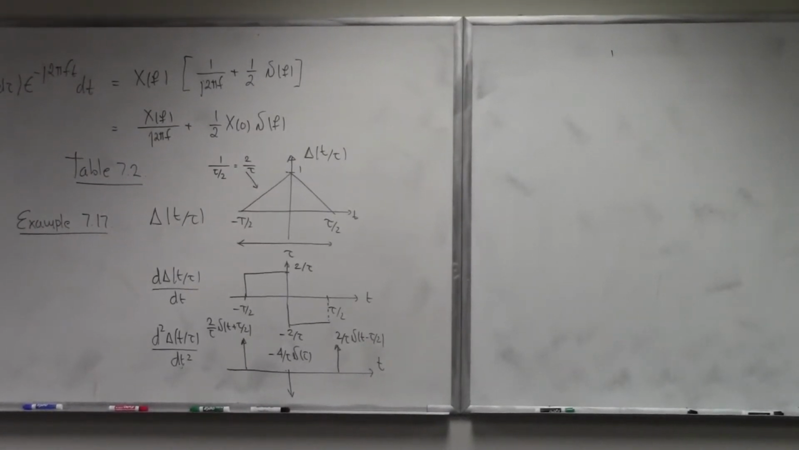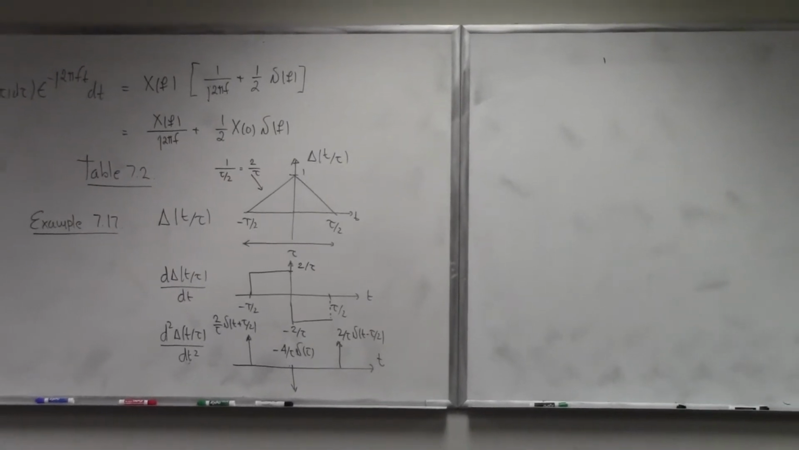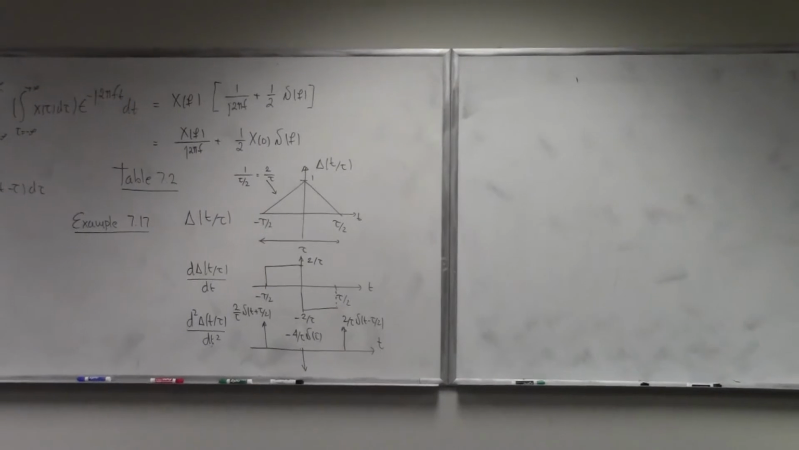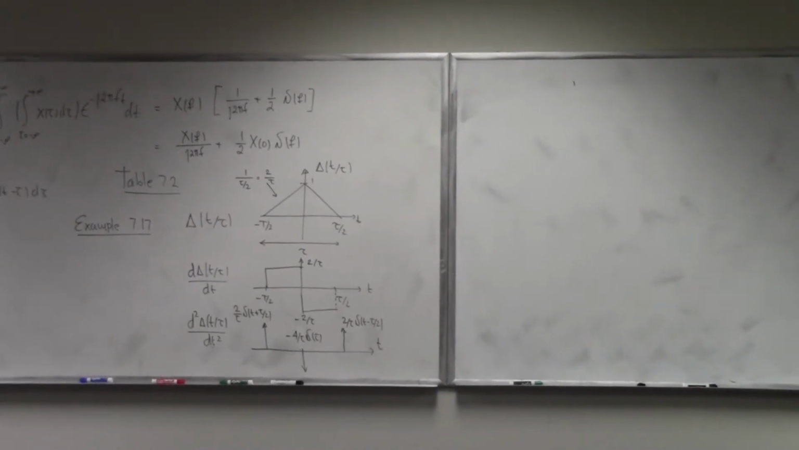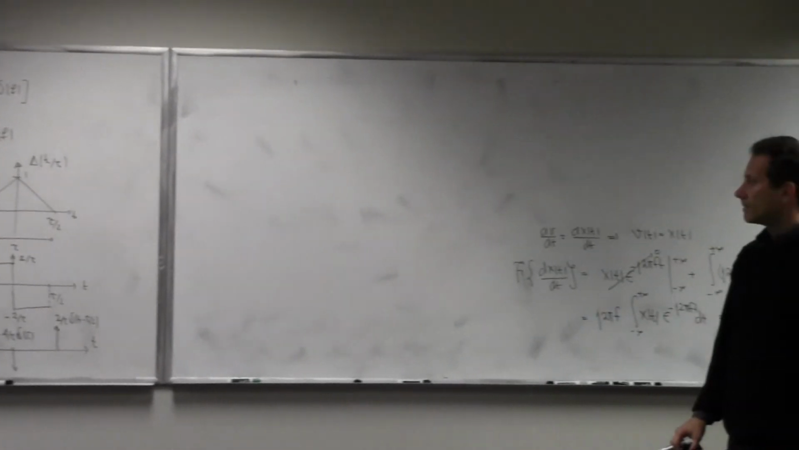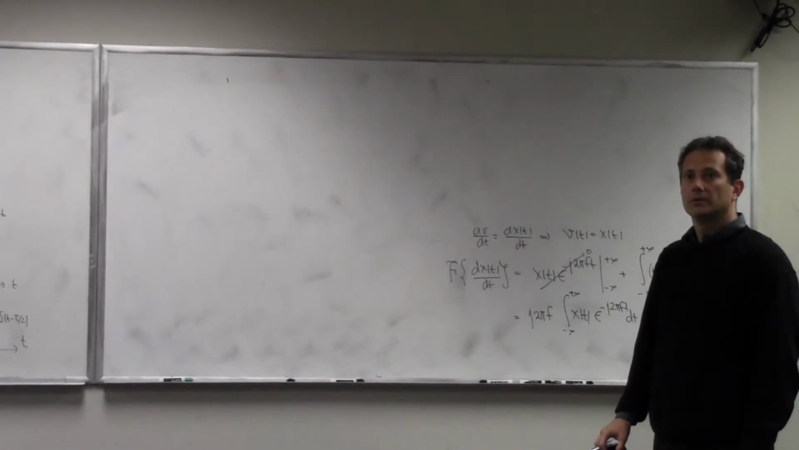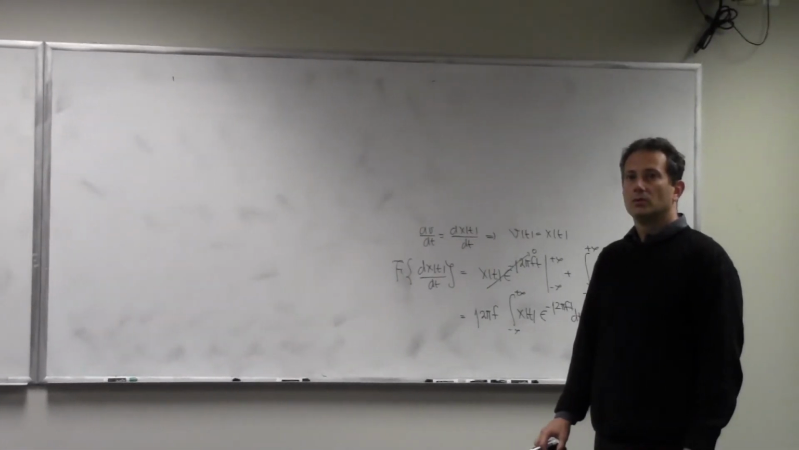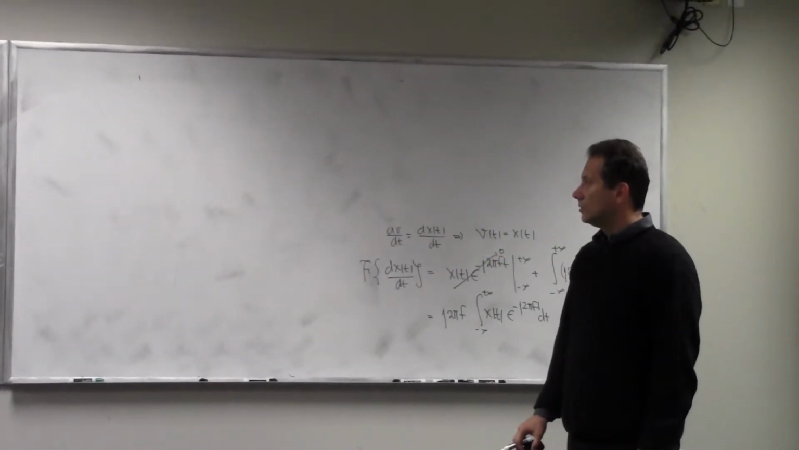Excuse me, Professor. Go ahead. Why, whenever you differentiate that, the delta of t over tau, does the signal look like a discrete signal? Correct, the delta. Because it's a step function? Something like that? Because it's a delta function?